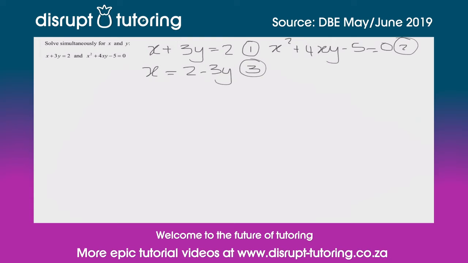Right, once I'm there, what I need to do is substitute this x into equation 2. I can't substitute 3 into 1 because 3 is simply 1 in a different way. So we can't sub it back into the original equation. Right, so I'm going to now sub 3 into equation 2.